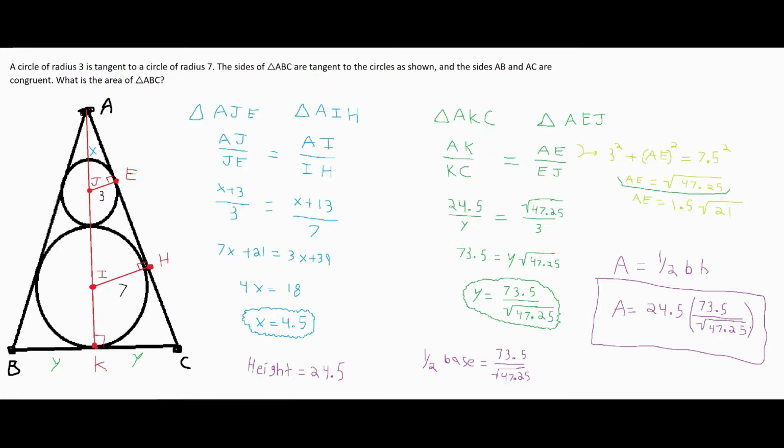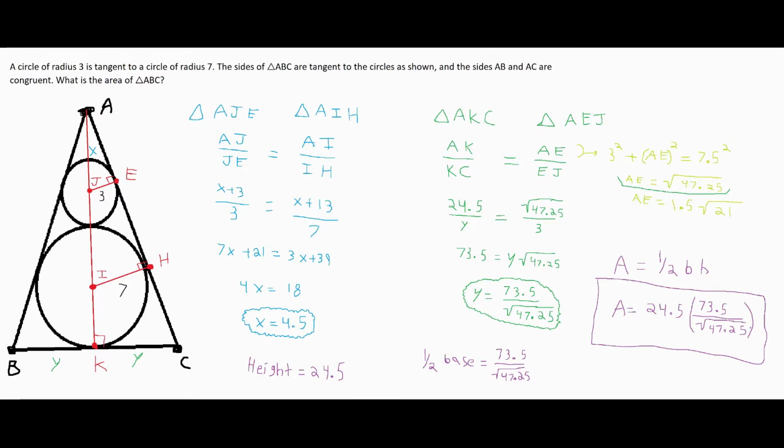So on the left I redrew the triangle, triangle ABC, with the two circles of radius 3 and radius 7 inside of it. And we're trying to find the area of the triangle. So we need to find the height and the base. To find the height and the base, we're going to be using similar triangles.